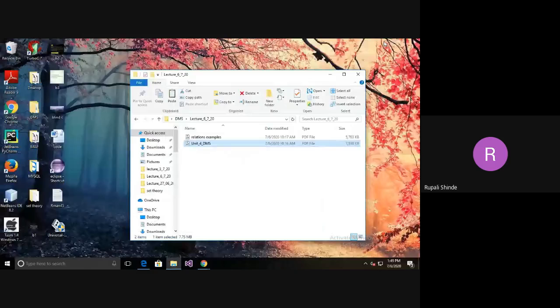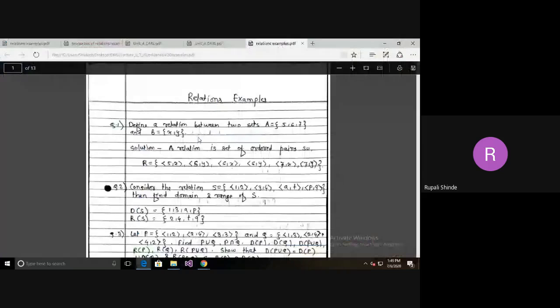So today, first of all, we have to solve some examples based on these points, then we will see the next point. Okay. So question number 1 is given. Define a relation between two sets A and B, where contents of A are 5, 6, 7 and B are x and y. Okay. So between these two sets we have to define a relation.